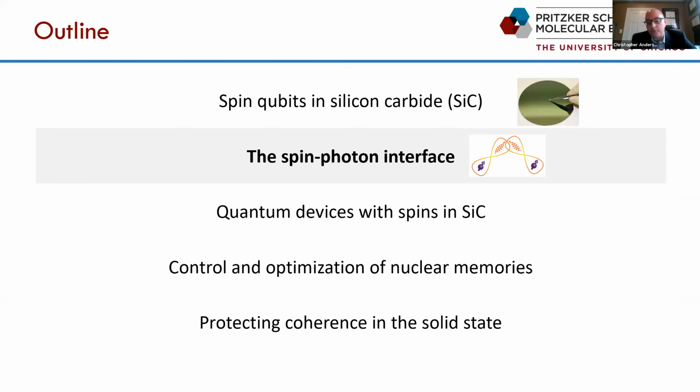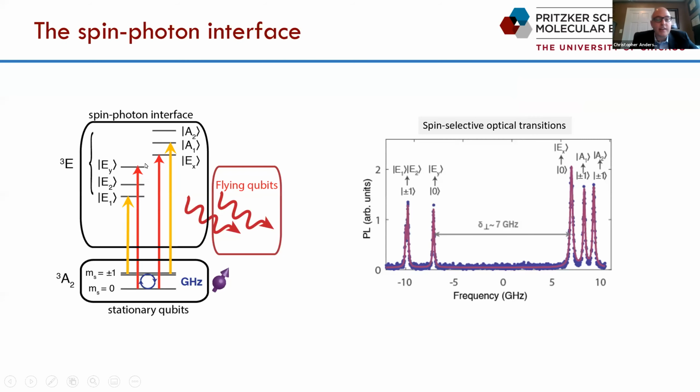Now I'll move on to the idea that these qubits are really exciting because they can couple to single photons. It's called the spin-photon interface. For the divacancy and for other spin systems in the solid state, certain qubit states can couple to certain orbital states, while other qubit states couple to a different set of excited state orbitals. This is another way of saying that we have resolved spin selective optical transitions.